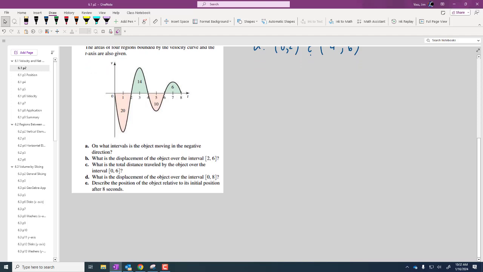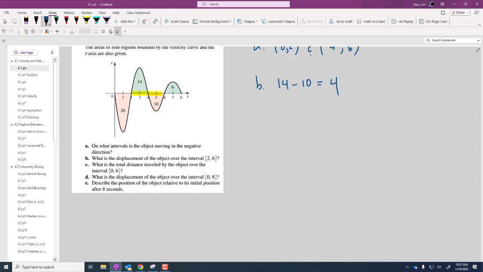Okay, so what is the displacement on the interval 2 to 6? So 2 to 6, so we're looking in here, and we want displacement. Displacement is the definite integral. Geometrically, it's upper area minus lower area. 4. So we're going to get, exactly, we're going to get 4. So we'll do 14 minus 10. So that'll be our displacement.